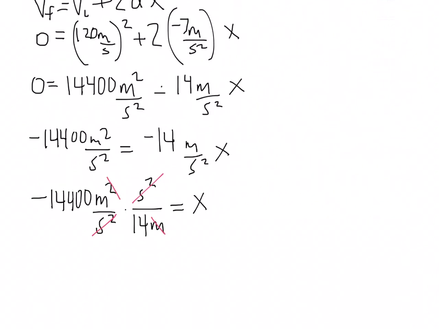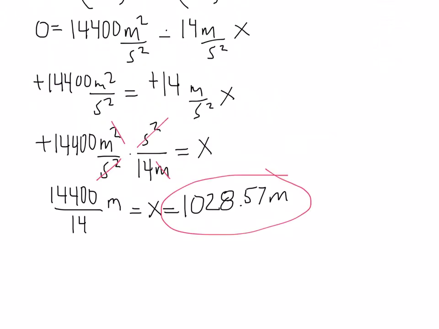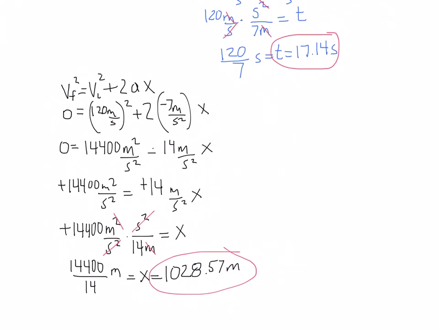So what am I left with? Actually, I forgot to do these plus signs here. I'm left with 14,400 divided by 14, and that's meters, and that's equal to x. And that gives us 1,028.57 meters. There we go. And there we have it. That is the length, and right up there, 17.14 seconds is the time.